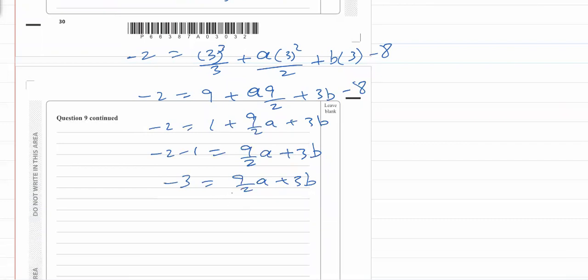So we are going to take it to the other side now. No, we cannot. Sorry. So multiply with 2 first. -6 is equal to 9a plus 3b. So say this is your equation number 1.